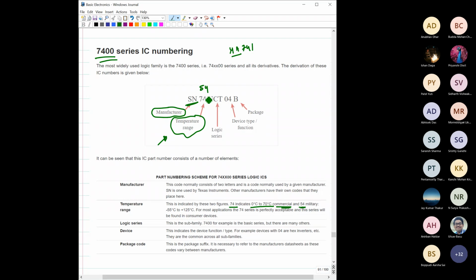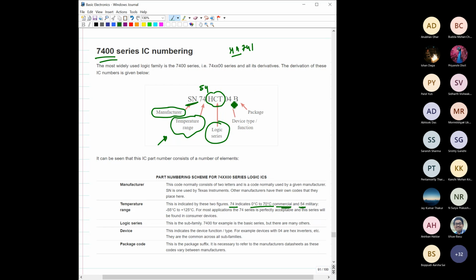Right? So that way you can indicate which type of ICs you are using. Then the next thing is this HCT. HCT stands for the logic series. For example, you can see here, this is a subfamily 7400. This is the basic series, and there are many others, right? Then 0404 is the device type or function.